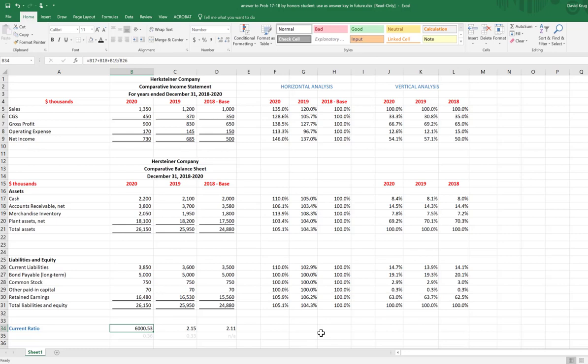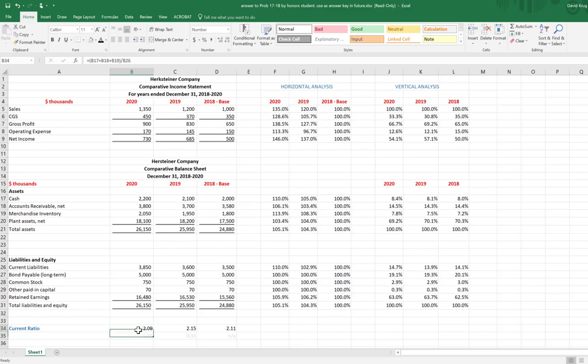Our current ratio is not 6,000. But see, what it's doing, it's taking B17 plus B18 plus B19 divided by B26. No, we don't want just the B19 divided by B26. We want to enter our parentheses back in there. And we want all 3 of those numbers added before we divide it by B26. Now we're back to a good old number.